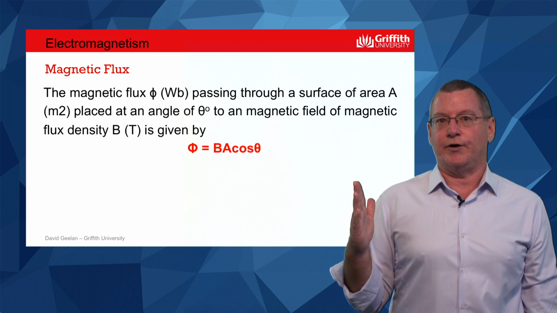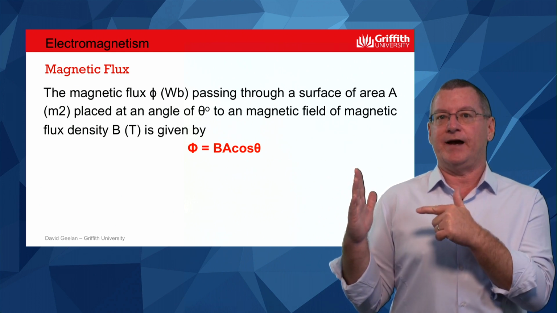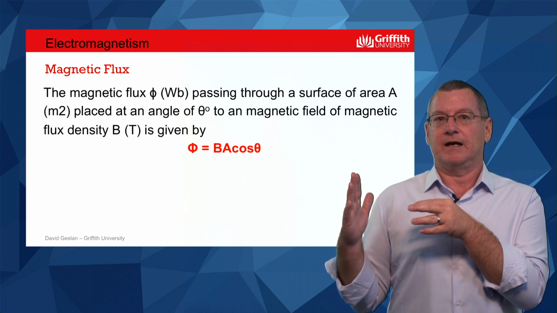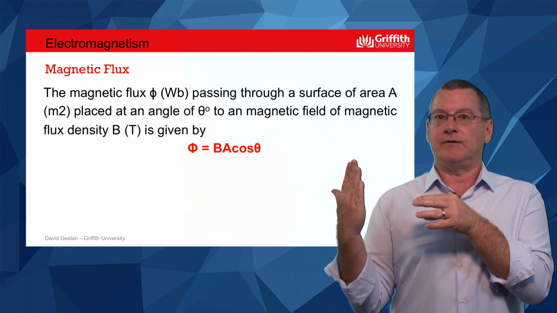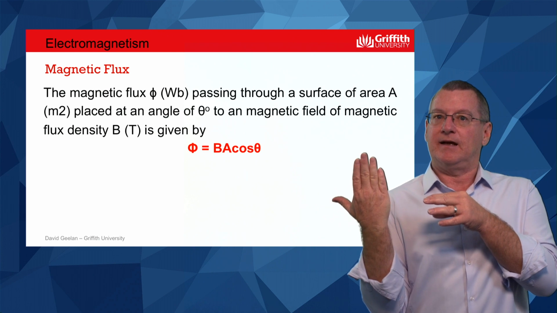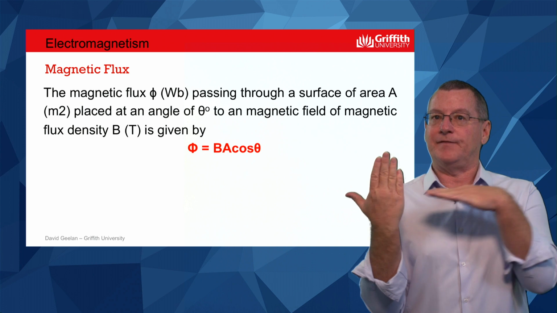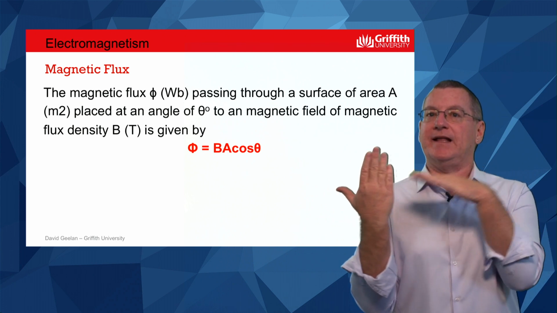So when the angle is 0 between the vector coming out the middle of the area and the direction of the field lines, then you get maximum flux through it. When it rotates around 90 degrees, your area is facing that way. None of the field lines are getting through the area. You're not getting flux through the area.